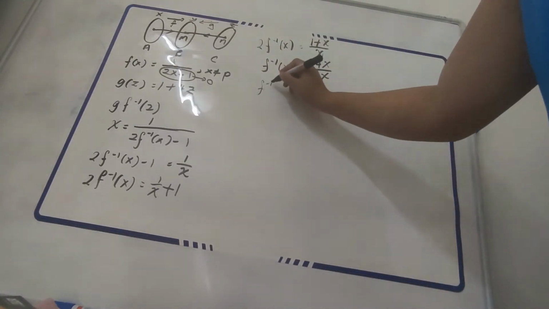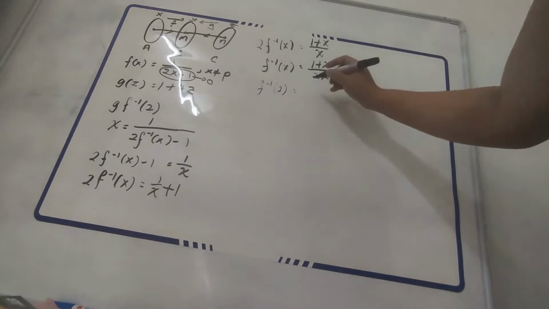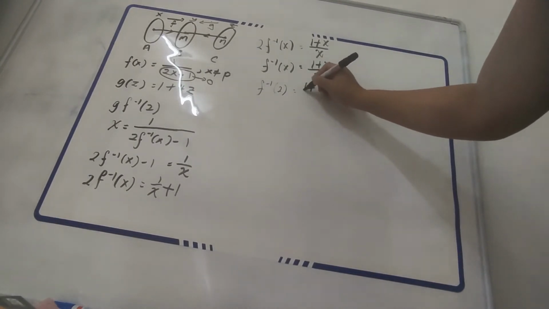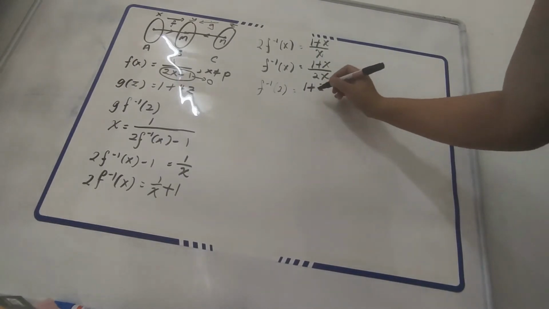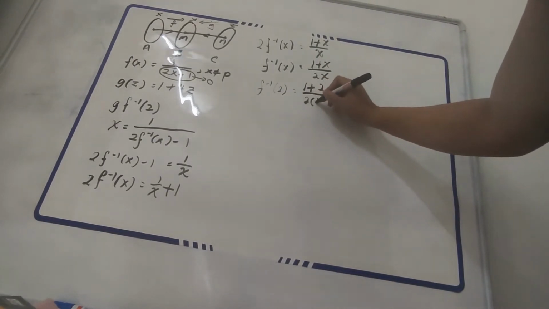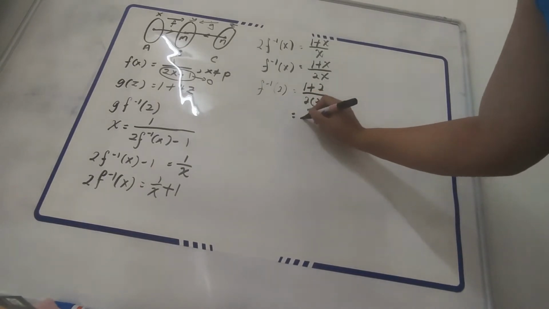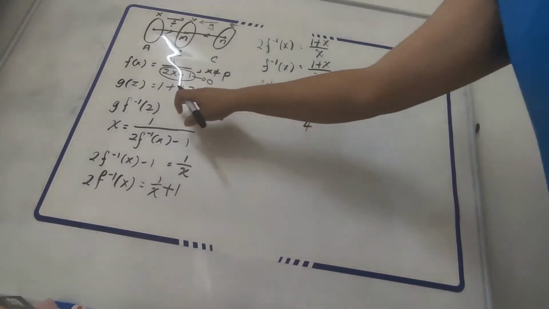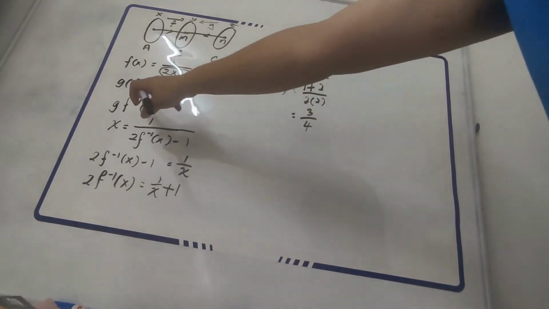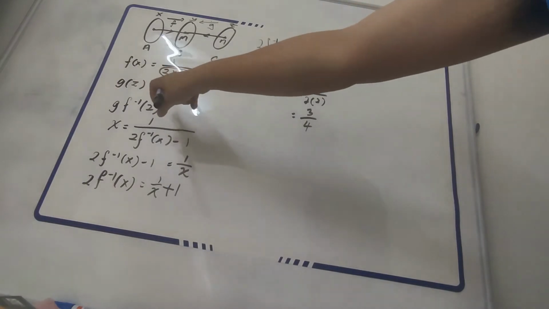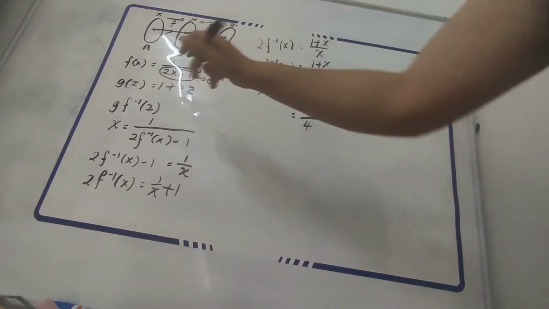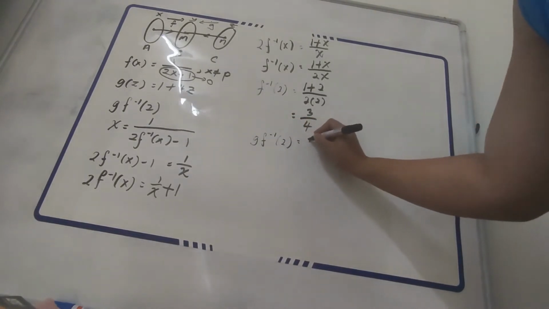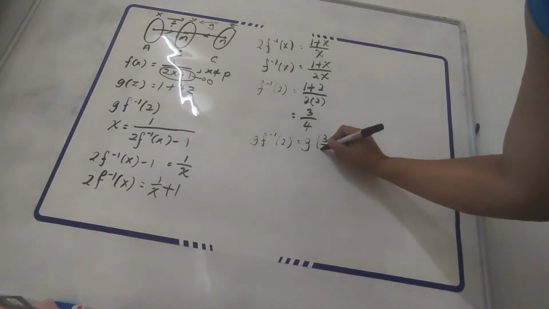What if the variable x is equal to 2? So it should be 1 plus 2 divided by 2 times 2. So it should equal 3 over 4. After you get this, find out what the composite function is. The inverse function of f with variable equal to 2 can be written in this way. g f inverse of 2 is equal to g of 3 over 4.